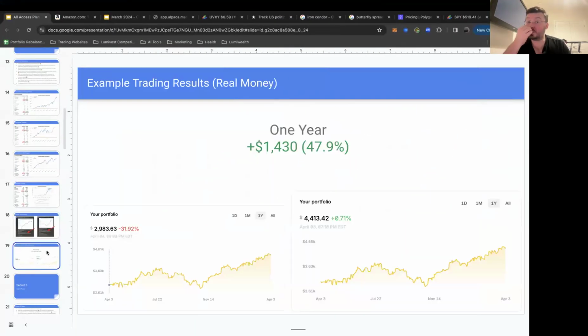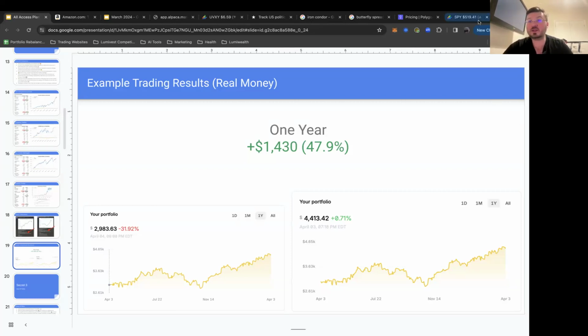Here's another one too. This one's with real money. This is an account, and the reason I show this is because it's the longest running strategy that I have. I started this one, I think, a year and a half ago, and it's been doing quite well. It's a small account, but it went from about $3,000 on April 4th, 2023, to April 3rd today. I took screenshots today. It's up to 4,400 bucks, right? So it's up $1,430 over 1 year, or in other words, up 47, 48%, right?